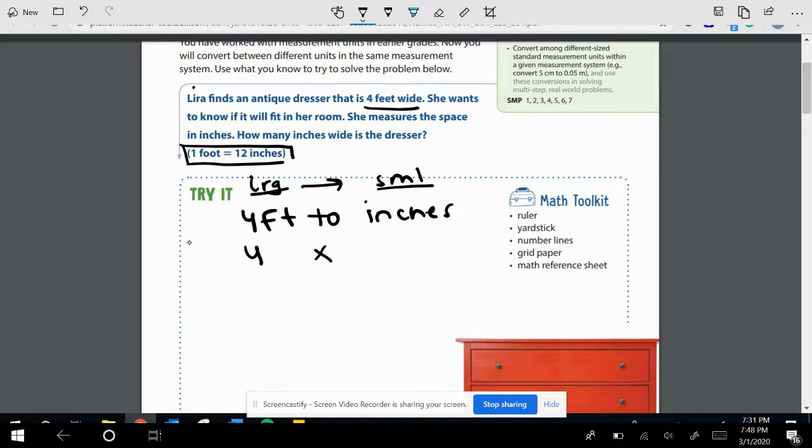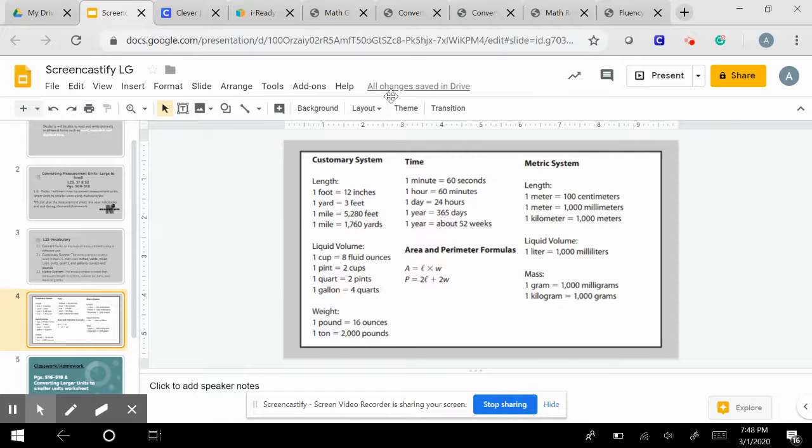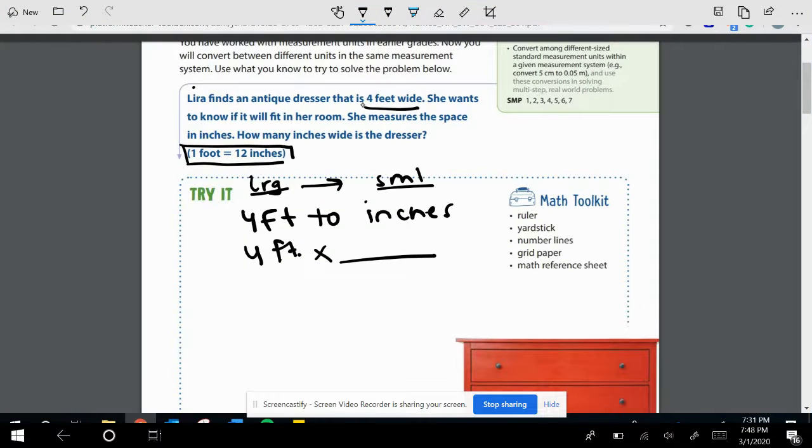So we go 4 feet to how many inches are in 1 foot? Okay, so if you need to go back to your measurements, right here in the left-hand corner, length: 1 foot equals 12 inches. So going back, we're going to multiply 4 feet times 12, and that would give us 48 inches, right? Not too difficult, just understanding when you're using the cheat sheet, understanding what's large and what's smaller, okay? So that's the first problem.